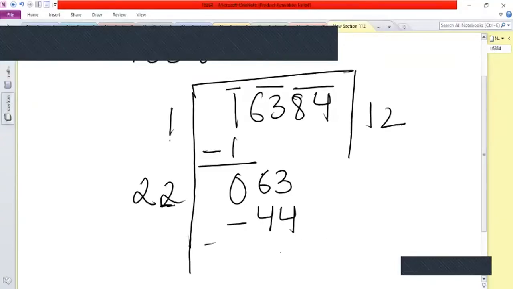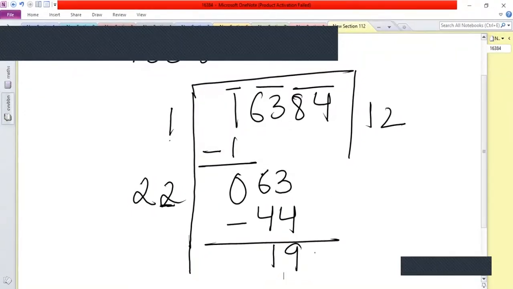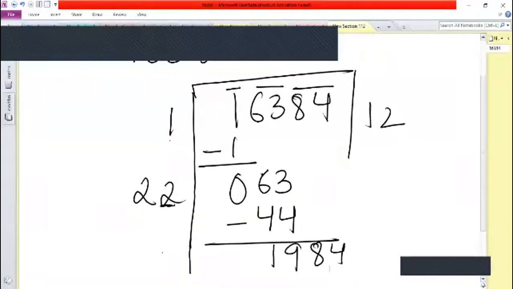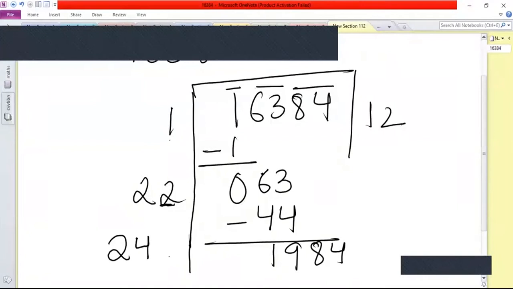Yes, ma'am. Okay. What is 63 minus 44? Ma'am, 63 minus 44. Hmm. Ma'am, it'll be 19. Very good. 19. Now what you have to do next? Ma'am, we have to bring out the other 2 digits, 8, 4 together. Okay. Now what is your next step? What we do? Ma'am, we have to add 22 and 2. 22 and 2. Very good. So it becomes 24, ma'am. Very good. Now you have to fill the digit here.